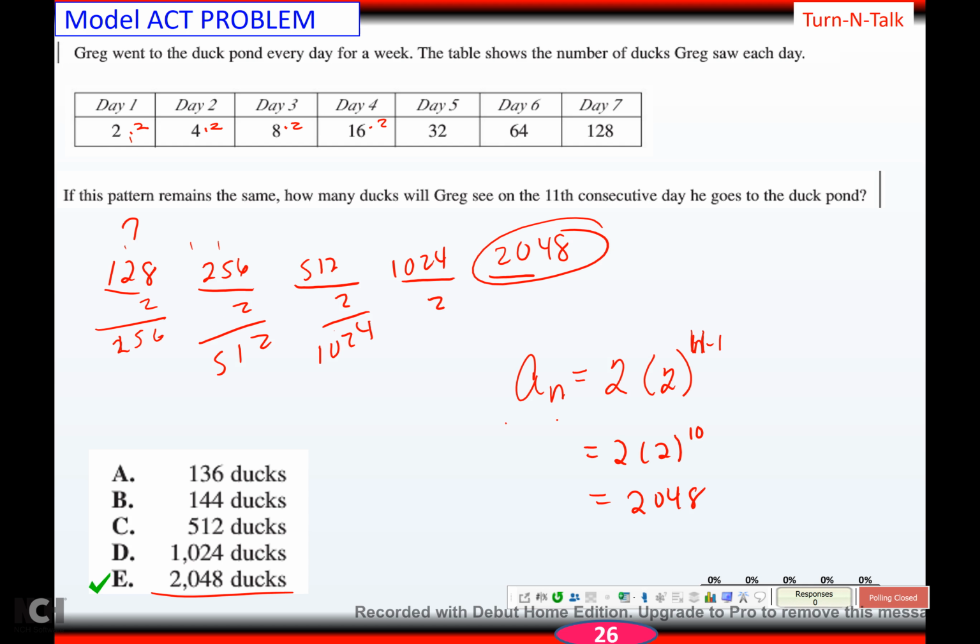But again, sometimes to remember the formula in arithmetic and geometric sequences, it's not very common. So it's not a formula that's easily remembered because we just don't use it very often. So unless they were asking something like how many ducks would he see on the 500th day? Okay, now I don't want to keep multiplying by 2 500 times. So then I'd hopefully have the formula. But again, if they're not asking for very, very far out, just find the pattern and keep extending it.